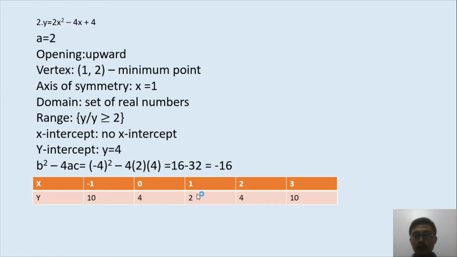So, dun sa 1, alam na natin na yung value ng y is 2. Kasi yun na yung vertex natin. Ngayon, dun naman sa ibang numbers, tulad ng 2, dun sa 2. So, yan. Kunin natin yung kanyang value.